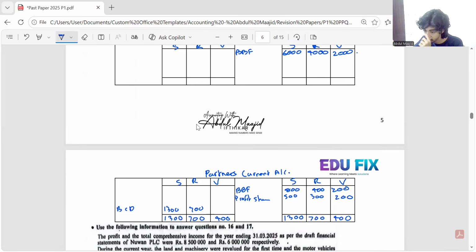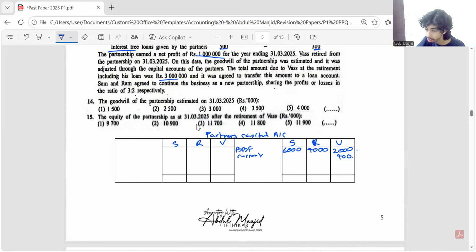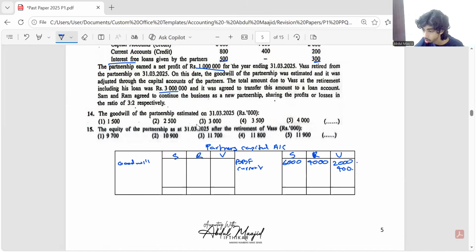1,300, 700, and Vas is retiring. So his amount we are transferring to capital account, 400. So we can transfer that from current account to capital account, 400. Okay. Then here you will get the goodwill amount. Then we are transferring the retiring partner's amount to the loan account. And then for the remaining partners, you can find the balancing figure. And here on the credit side also, you'll have goodwill based on the old ratio.